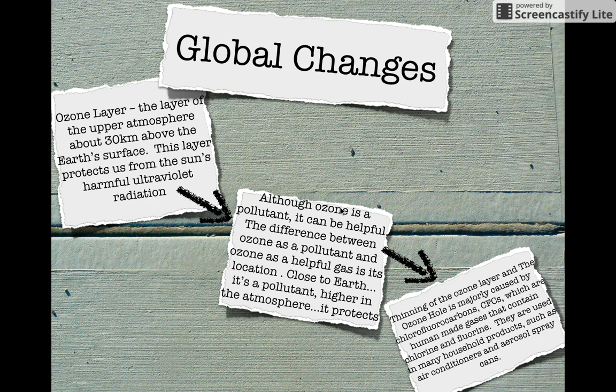Although ozone is a pollutant, it can be helpful. The difference between ozone as a pollutant and ozone as a helpful gas is its location. If it's close to Earth, it's a pollutant. Higher in the atmosphere, it protects us.